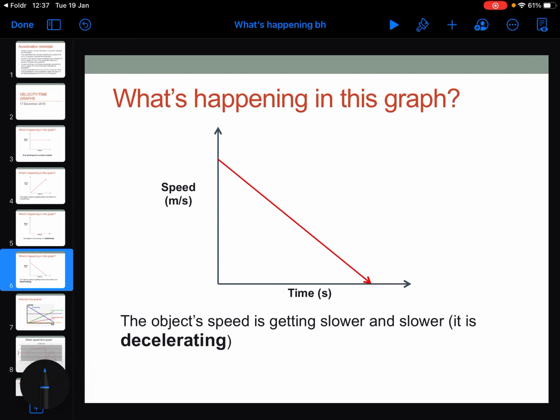And the final one I'm going to show you is this. Here, can you see the speed is getting less and less because that arrow is pointing downwards? And so we say it is decelerating. Remember, decelerating means getting slower. So they were all me talking through.